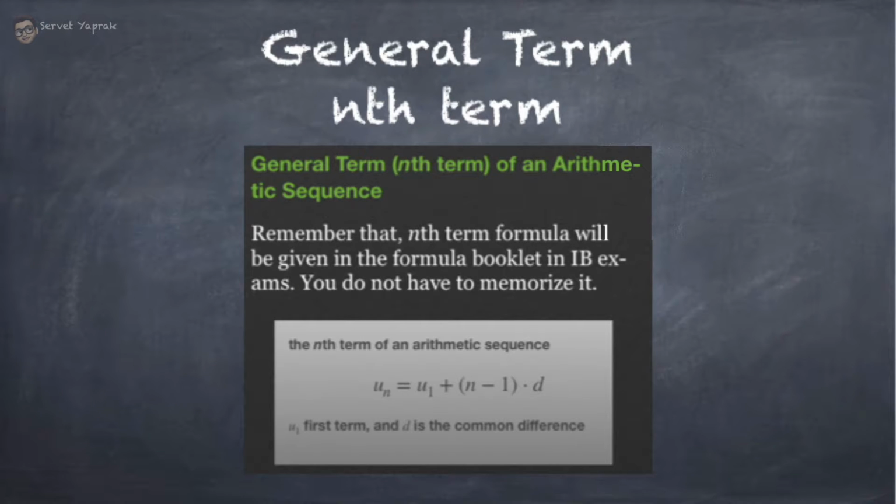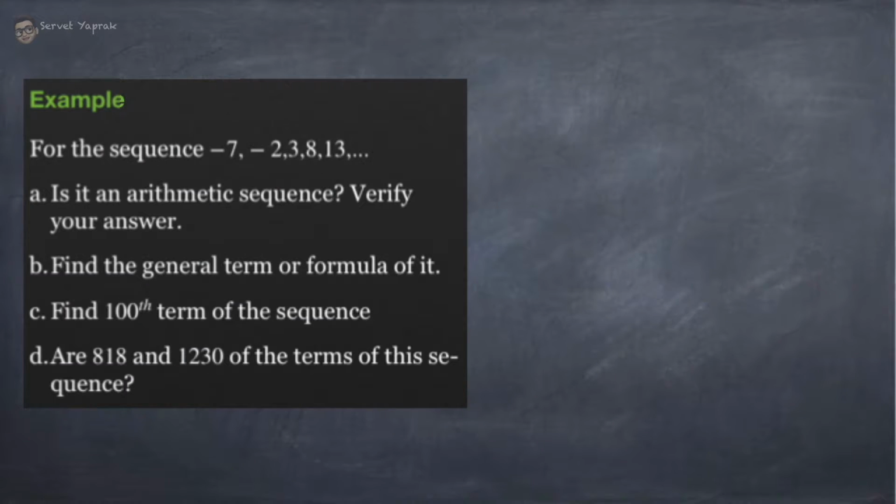General term or nth term formula will be given to you in the IB exam. It will be in your formula booklet and it will look like this. un equals first term u1 plus n minus 1 times common difference. Let's look at this example. For the sequence here, negative 7, negative 2, 3, is this an arithmetic sequence? Verify your answer. If this is an arithmetic sequence, there has to be a common difference.